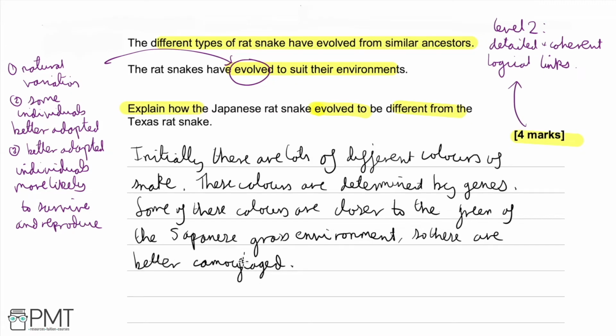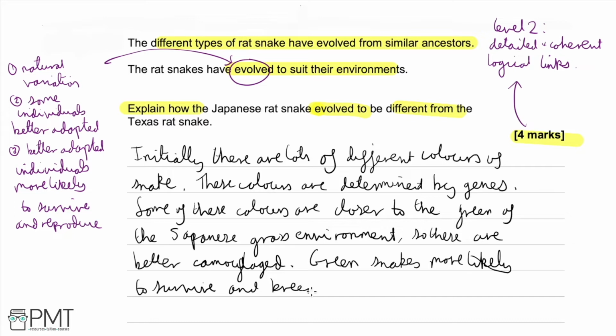Now, what is the result of this? Well, the green snakes are more likely to survive, and you could include here the reason why, such as they are less likely to be eaten by predators, and they're more likely to survive, so therefore they're also more likely to survive and reproduce, or breed.